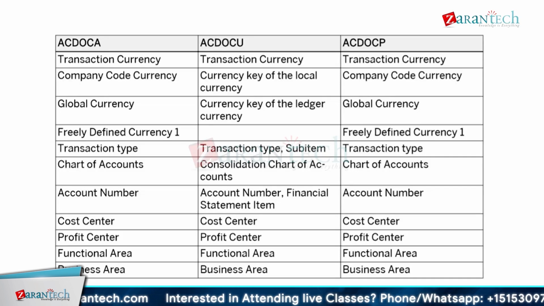freely definable currencies. So transaction type, ACDOCA, you have a transaction type column. The same way you have ACDOCP also. In ACDOCU, we have a transaction type and sub-item. What is the sub-item? How data divides? All that we will understand.